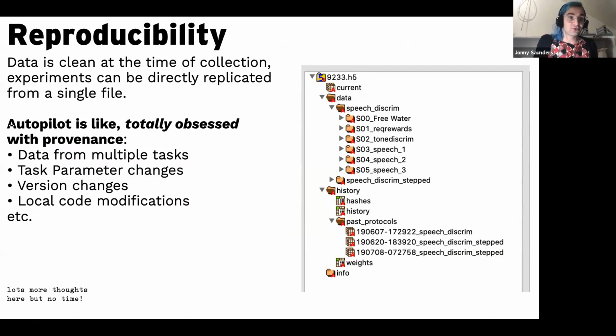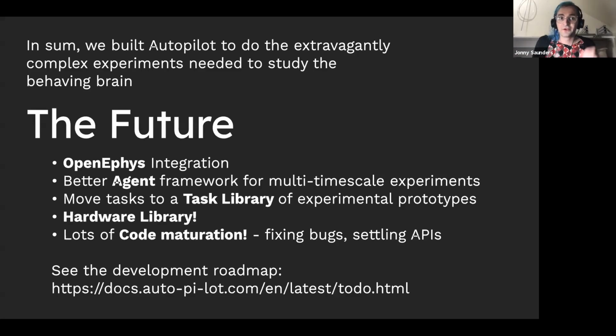And the final thing I have here on reproducibility is that because all of the components are integrated into the same system, the data can be unified at the time of its collection. So Autopilot keeps all of the data from all of your tasks. If you ever change the task, or reassign an animal to a different task, it keeps track of that. Any parameters that change in your task, any version changes to the code, any local changes you make to the code base, etc. We want to make sure every part of the experiment is documented so it's possible to reconstruct. In addition to that, it comes with a single-file portable task description, so anyone can re-implement your task exactly. So in sum, we built this tool to do the extravagantly complex experiments we all want to do.